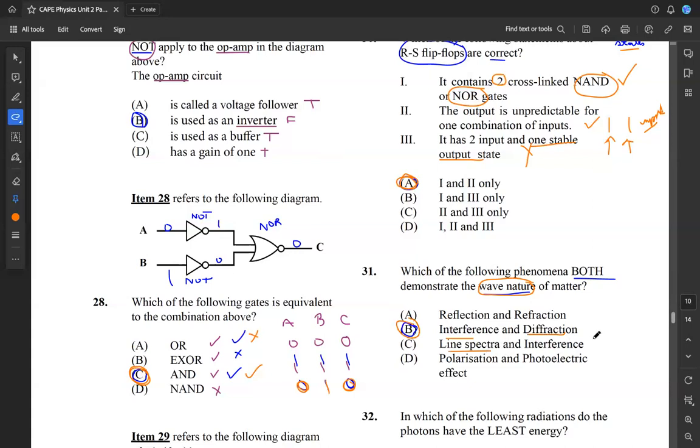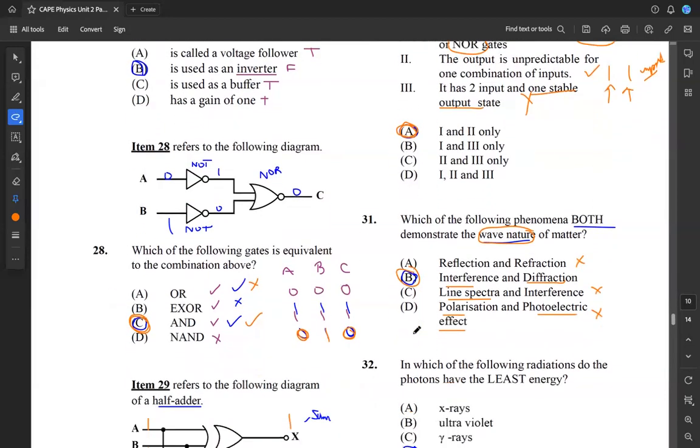So this doesn't work, right? And then polarization and photoelectric effect, those would show the particulate nature of matter and not the wave nature. So that's not right. And then of course, this is not what we're looking for. We're looking for interference and diffraction because those are uniquely wave-related phenomena. Okay. So our answer is B here.